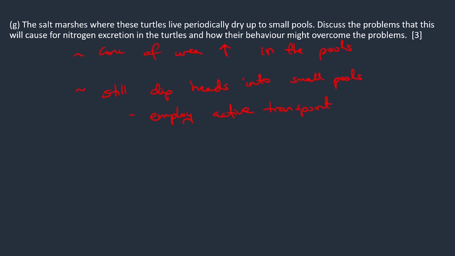Okay. Now this is a 3-mark question, so we're talking about concentration of urea increasing in the pools, and to that the turtles will adapt by still dipping their heads into the small pools, but instead of diffusion, they may actively transport using ATP. This brings us to the end of this section on database questions.